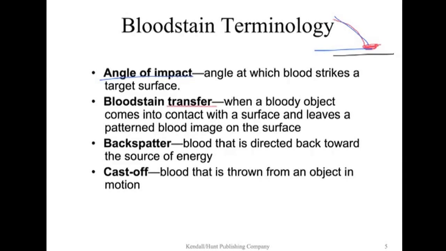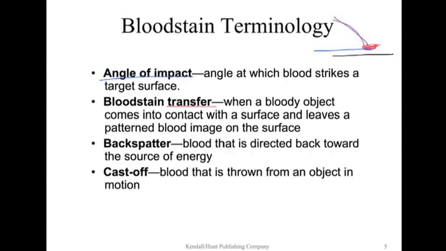Back spatter. If somebody is being beaten, after the first blow, there is oftentimes blood on the victim. So when they're hit again, there's blood cast off obviously from the weapon, but also when you hit blood, that blood is going to spatter, and that back spatter coming back towards the assailant is something that can be calculated as well. I've mentioned a couple times the term cast off. That's just blood that comes off of an object as it's in motion.